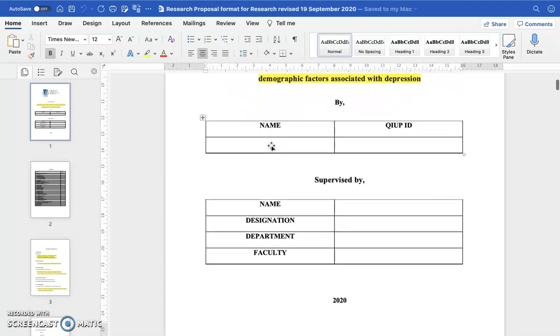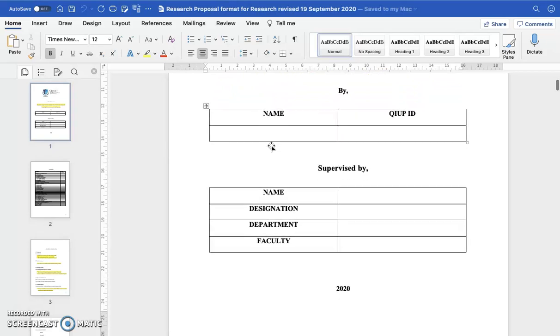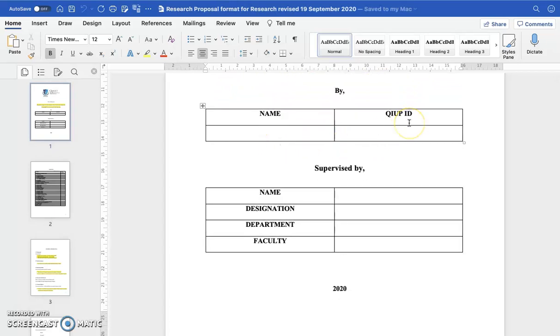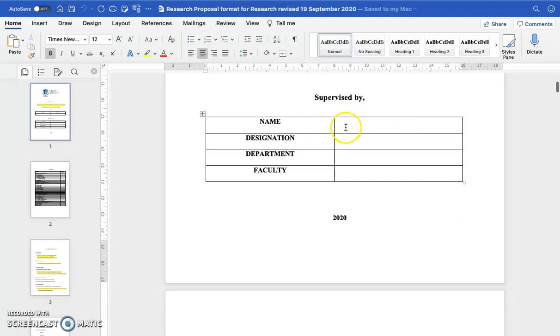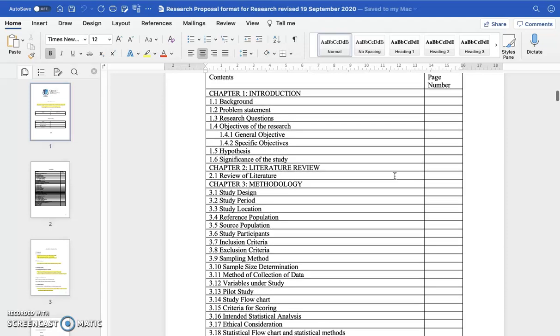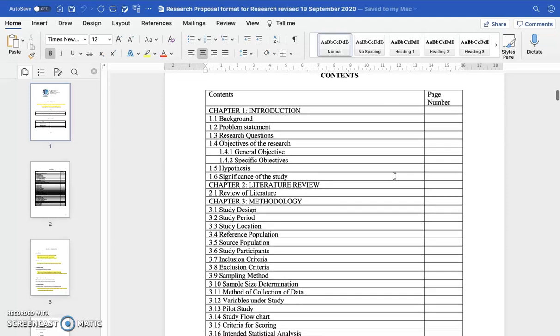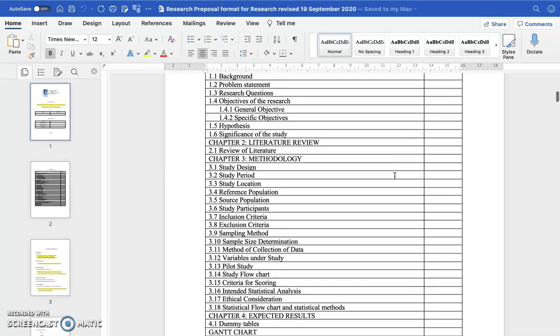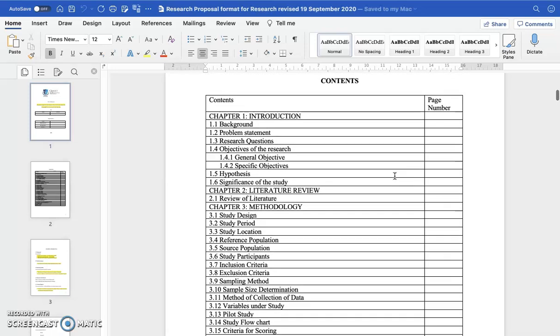Then you have to give student's name and QIUP ID, supervisor's name, designation, department, faculty. Now we can go through the contents. Contents should have 4 chapters. Okay, this is the content for proposal.